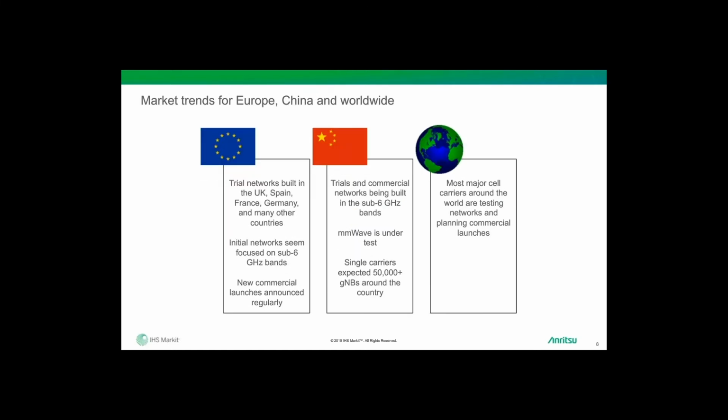Moving over to Europe, and not to generalize too much, but really all major countries are moving their networks forward. We've seen trial networks in the UK, Spain, France, Germany, and many, many other countries. The initial networks in Europe seem to be focused on the sub-6 gigahertz band. There is some testing happening in the millimeter wave, but more focused in the sub-6. But there are new commercial launches being announced every day there as well.